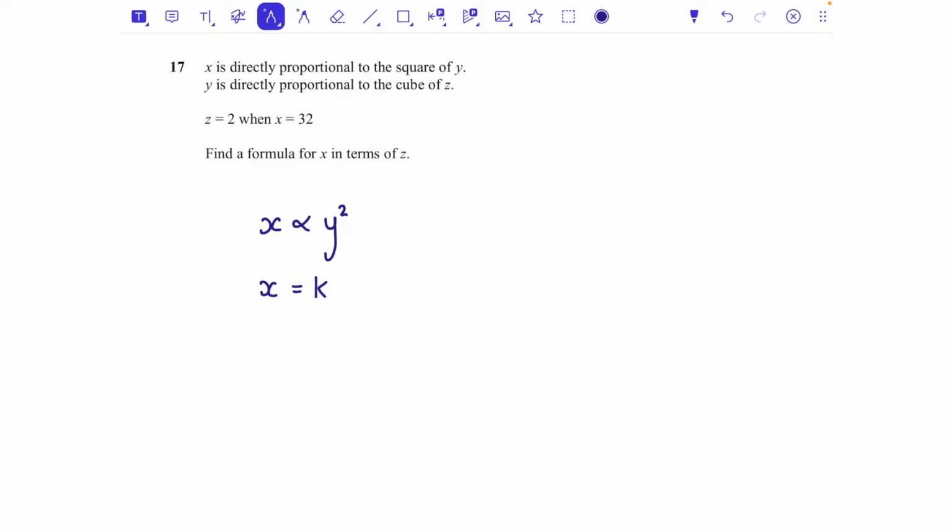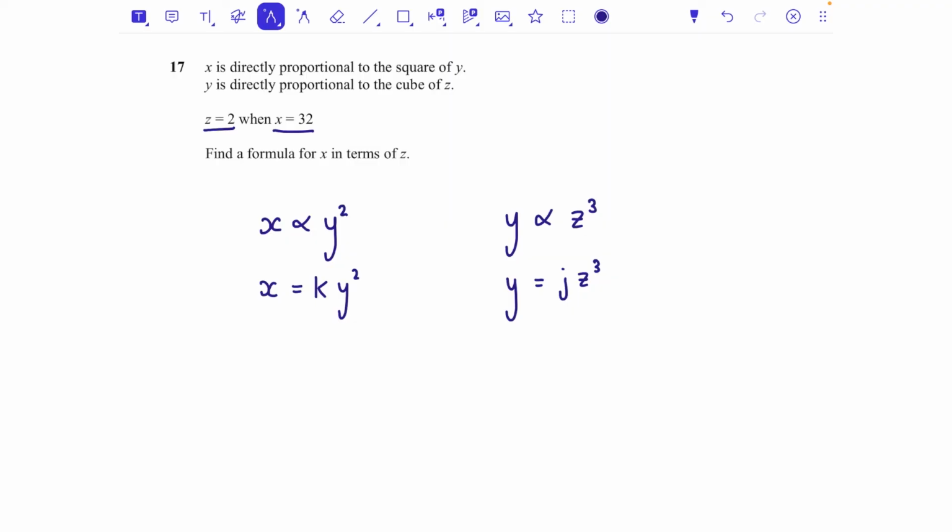So x equals k y squared, and we also have y is directly proportional to the cube of z. Now normally we would always use a k, but because we've already used a k, I want to use a different letter. I'm going to use j. Why not? So y equals j z cubed. Now we want to try and combine these because I've got a value for z and a value for x, but they're in different formulas at the minute. But I do know that y is j z cubed.